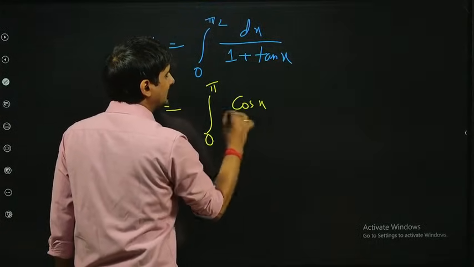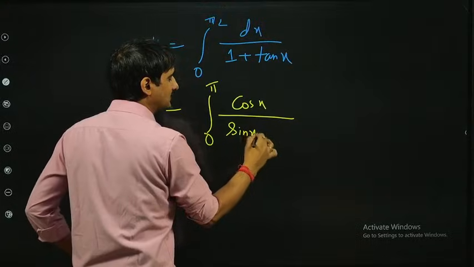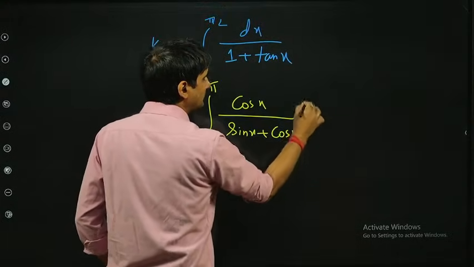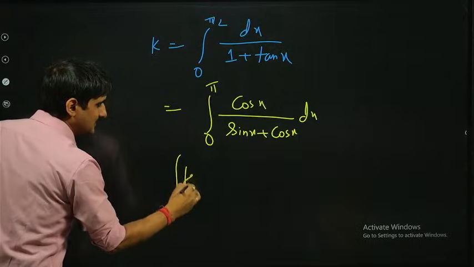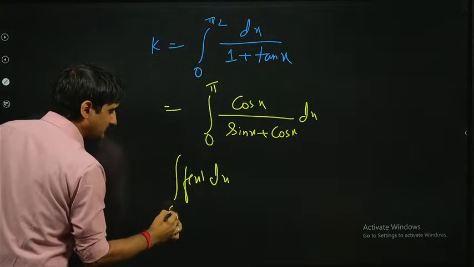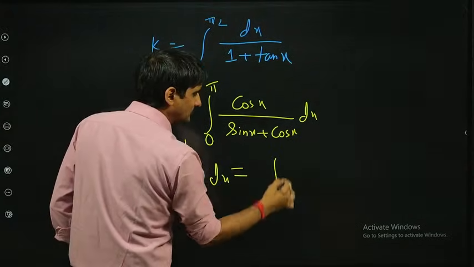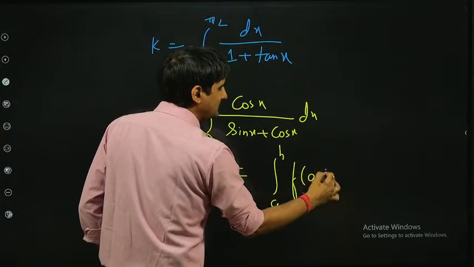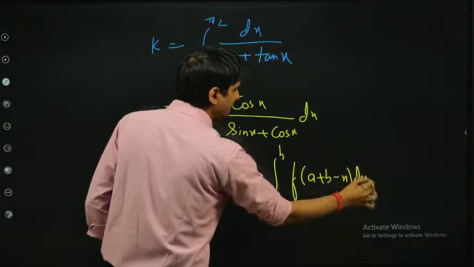Cos x over sine x plus cos x. Now using the King property. So what is it? The integral of f(x) dx from a to b equals the integral from a to b of f(a + b − x) dx. A very important property for definite integrals, bacho.